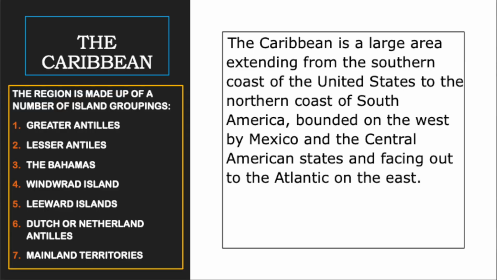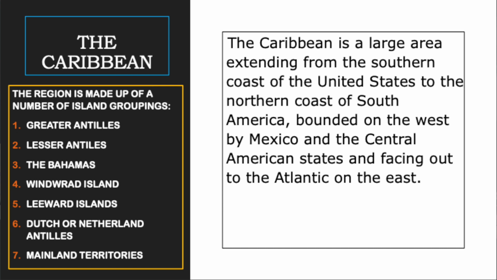So here it says the Caribbean, and before we look at the grouping, it says the Caribbean is a large area extending from the southern coast of the United States to the northern coast of South America, bounded on the west by Mexico and the Central American states and facing out to the Atlantic Ocean. So the northern boundary is North America, the southern boundary, South America, the eastern boundary, the Atlantic Ocean, and the western boundary, the Gulf of Mexico. So I'll show that to you in a diagrammatical way soon.